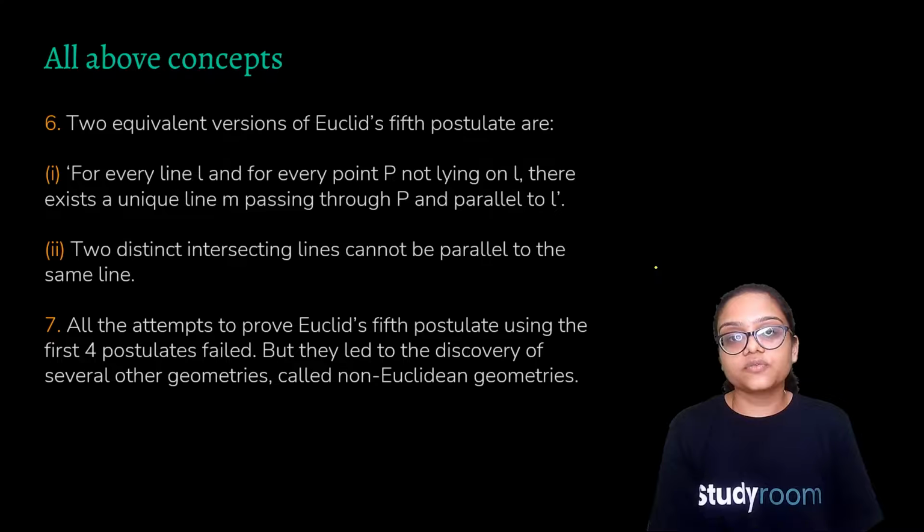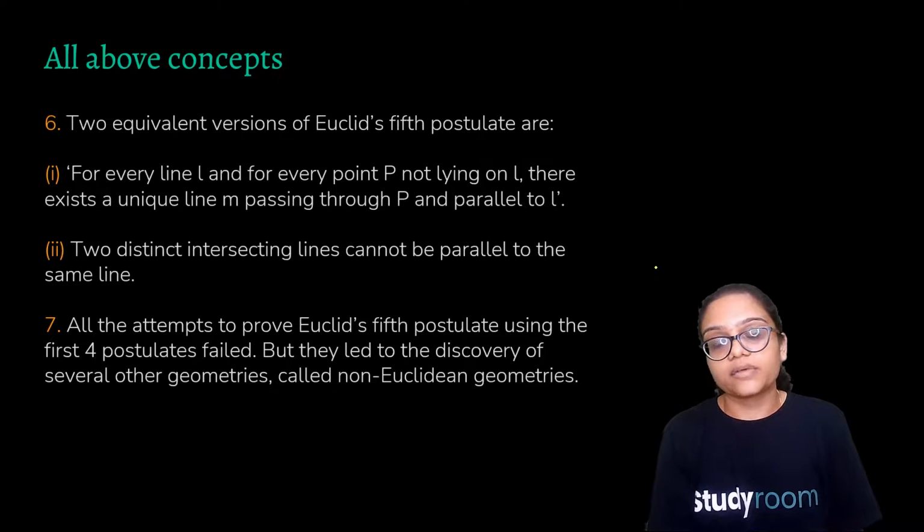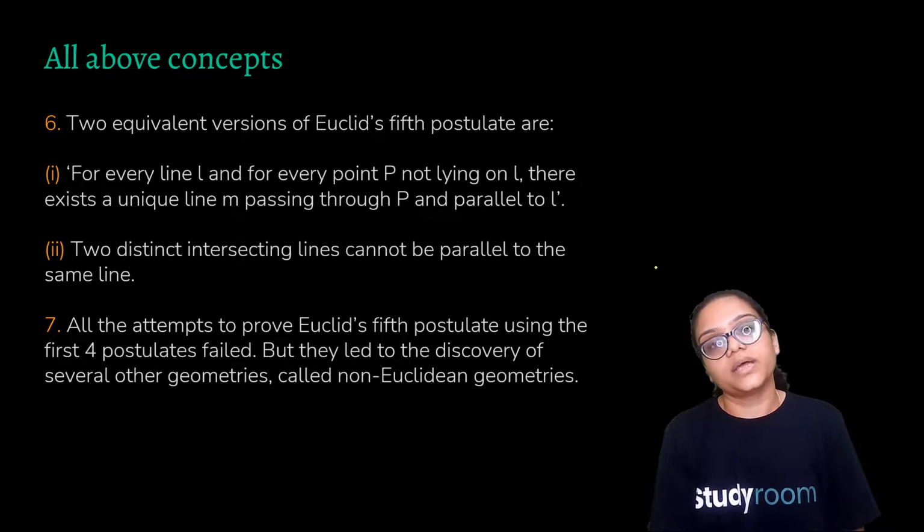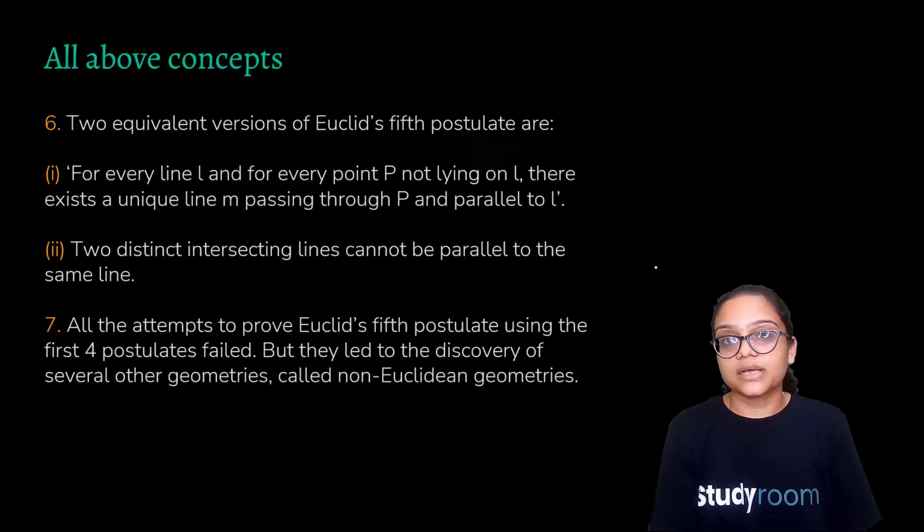Two equivalent versions of the fifth postulate: for every line L and for every point P not lying on L, there exists a unique line M passing through P and parallel to L. We have used this postulate in the last question. And, two distinct intersecting lines cannot be parallel to the same line. All the attempts to prove Euclid's fifth postulate using the first four postulates failed, but they led to the discovery of several other geometries called non-Euclidean geometries.